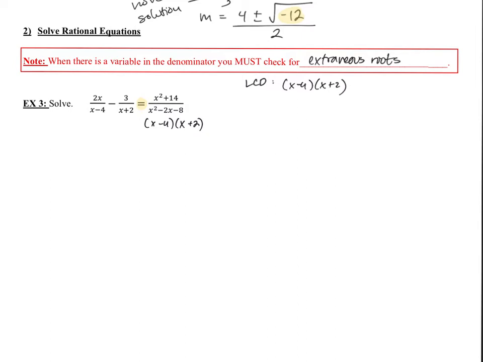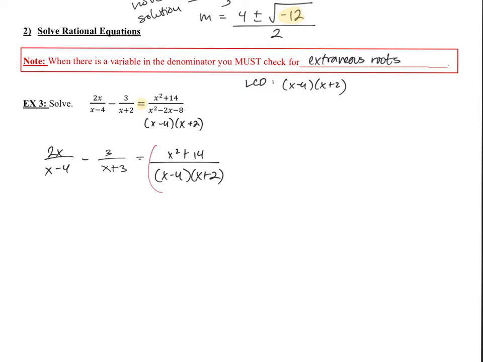So, let's go ahead and rewrite this. Alright, x squared plus 14, all over x minus 4, x plus 2. Alright, so now once again, what do I use the LCD for? Because it's an equation, I can use it to cancel the denominators. If this was not an equation, I could not do that. Please, please, please remember that.